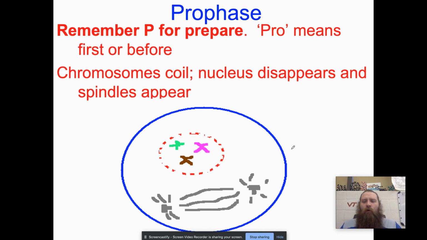Now, I've only drawn a couple things in this cell diagram. You'll notice I haven't included any of the organelles. We're just focusing on certain things. So, number 1, this is a dotted line for a reason. This is the nuclear envelope, which we also call the nuclear membrane. That nuclear membrane is going to break down, so the chromosomes are going to be just out in the cytoplasm.